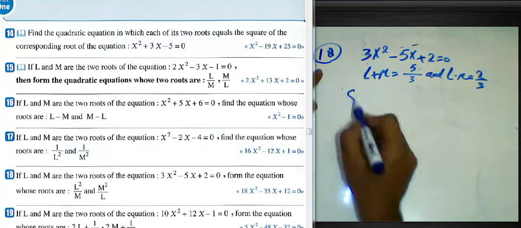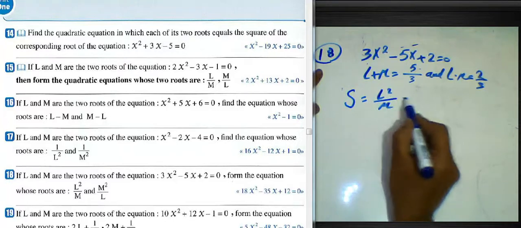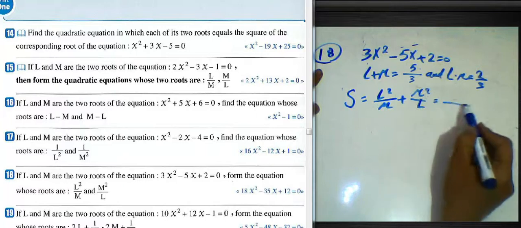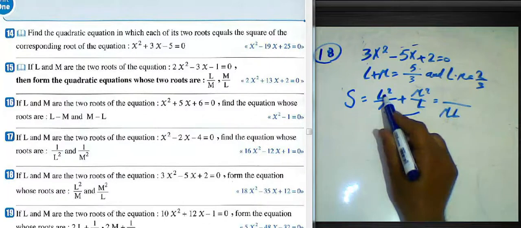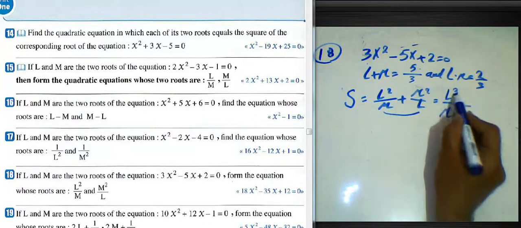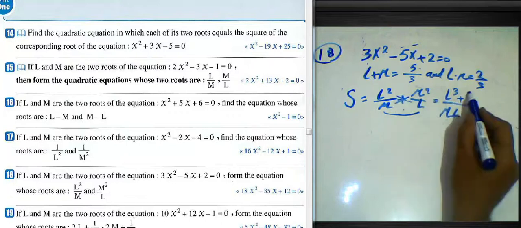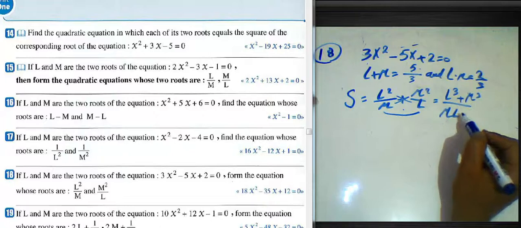Here, to find the equation for question 18, we need to find the sum and product of the two roots L²/M and M²/L. We can find the result: M times L, L times L² equals L³ plus M times M² equals M³. We can simplify it. Look with me here.